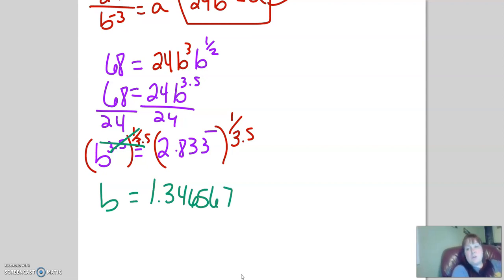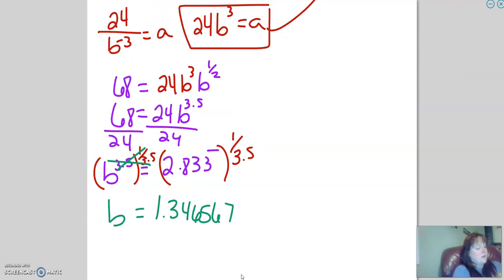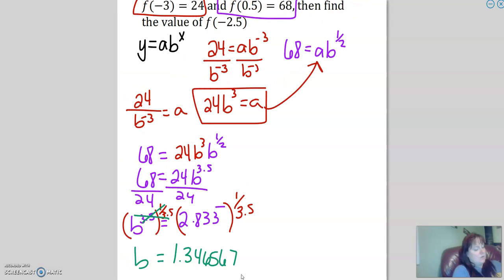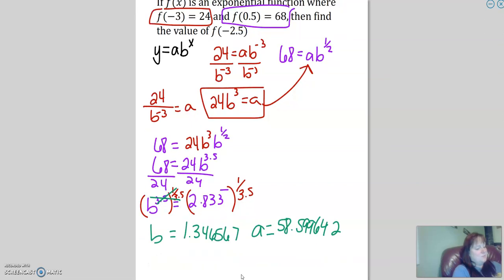If you're using a graphing calculator, store it under maybe b, so that we can come back and check it, because that's actually really cool to see. So we have b here. We need to know what a is. Well, a is 24b cubed. So all I have to do is take b, cube it, multiply by 24, and I get a. A is 58.599642. Okay, so I have these really hairy numbers, and they feel just ridiculous. Now, again, you want to store these in your calculator because we need to use them.